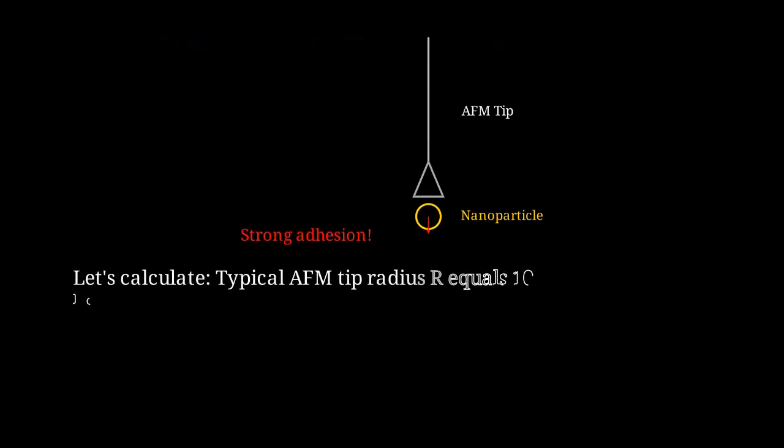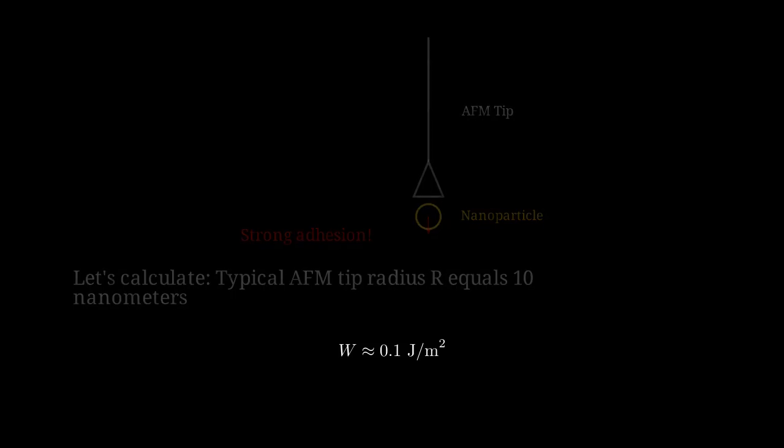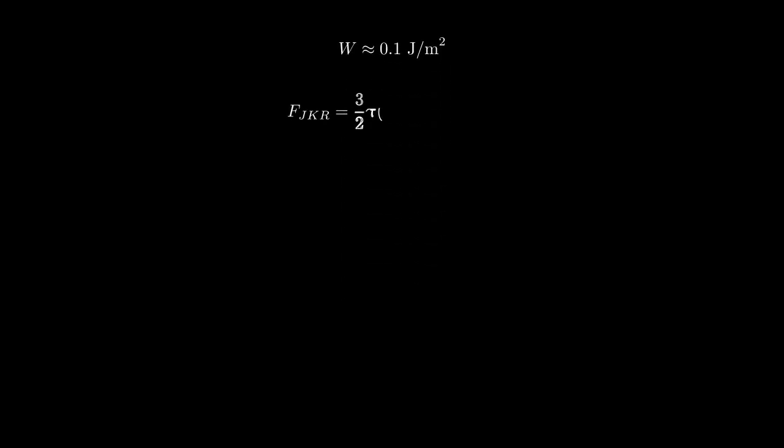Let's do a numerical estimate. A typical sharp AFM tip has a radius of curvature of about 10 nanometers at the apex. For silicon and air, the work of adhesion is roughly 0.1 joules per square meter. This accounts for van der Waals forces and any adsorbed water layers. Plugging into the JKR formula, F equals 3/2 π times 10 nanometers times 0.1 joules per square meter. This gives us approximately 4.7 nanonewtons.